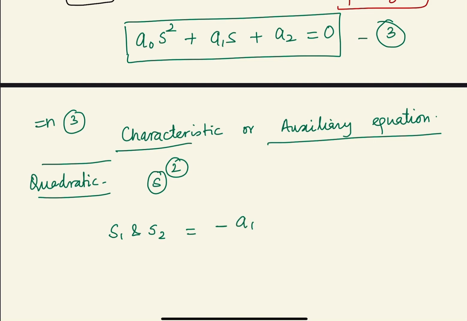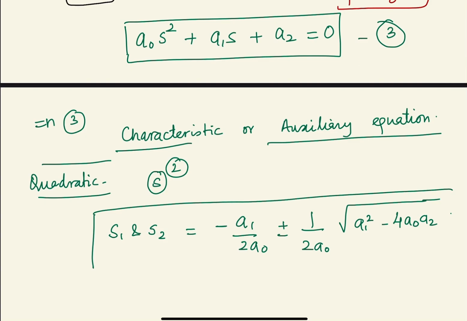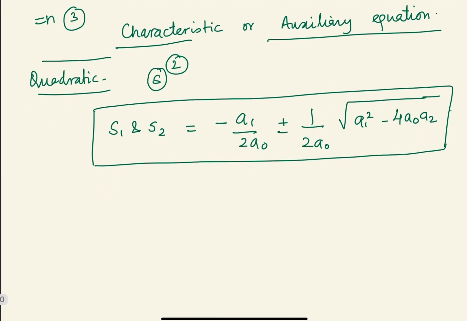These roots are minus a1 by 2 a0 plus minus 1 over 2 a0 times the square root of a1 square minus 4 a0 a2, like this. Okay, so since the quadratic equation has 2 roots, the solution will have 2 forms. One of the solutions will be I1, which is equal to k1 e to the power s1t, and the other will be I2, which is equal to k2 e to the power s2t.